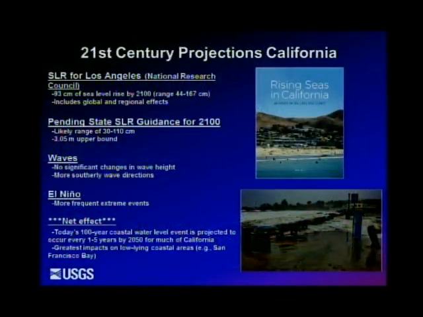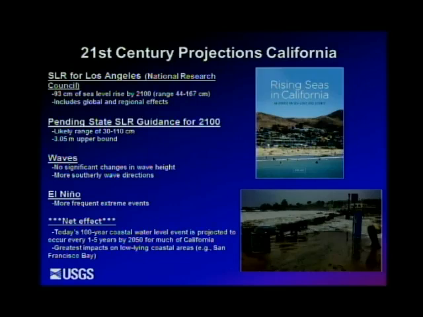Okay, projections for California. Right now, current state guidance follows the National Research Council, which projects about a meter, about 3 feet of sea level rise by the end of 2100. And it's a very nice study because it includes regional effects, tectonic effects, and other ocean circulation patterns and other local and regional factors that are important specifically to the California coast. Now, there is pending guidance that's being developed at the state level right now, which shows a broadly similar range, a little bit narrower, still looking toward about a meter or 3 feet of sea level rise potentially by the end of this century.